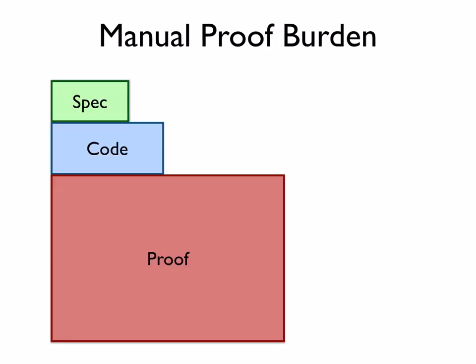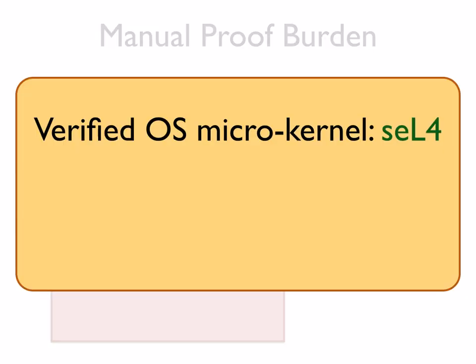Well, there's a catch. For all of these systems, the vast majority of the manual labor is devoted to proofs. That is, the vast majority of the manual labor is devoted to interacting with the proof assistant to show that your code satisfies your specification. And to really emphasize this point, I want to focus on just one of the systems I just mentioned, the microkernel of an operating system, seL4.